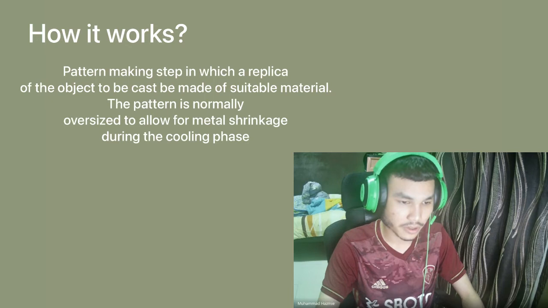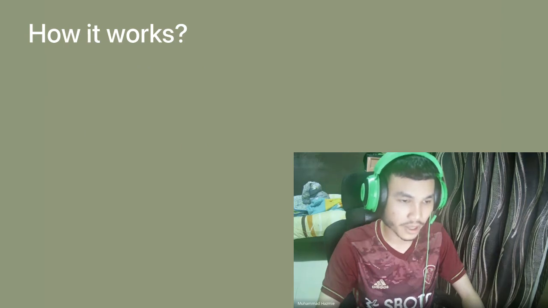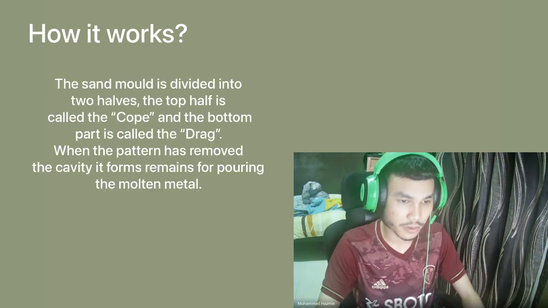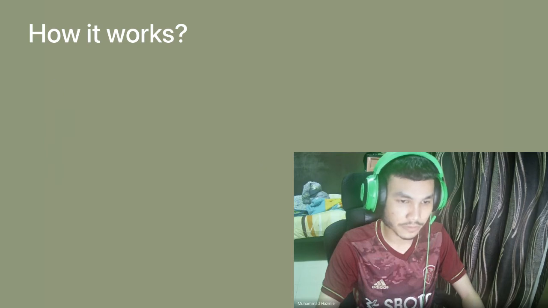First is the pattern making step, in which a replica of the object to be cast is made of suitable material. The pattern is normally oversized to allow for metal shrinkage during the cooling phase. Second, in mold making, a sand mold is formed by packing sand into the mold around the pattern. The sand mold is divided into two halves. The top half is called the cope, and the bottom part is called the drag. When the pattern is removed, the cavity it formed remains for pouring the molten metal. The mold also has other features such as sprue, runner, gate, pouring cup, and riser, which are discussed in detail later.